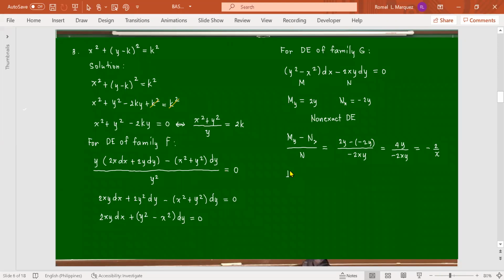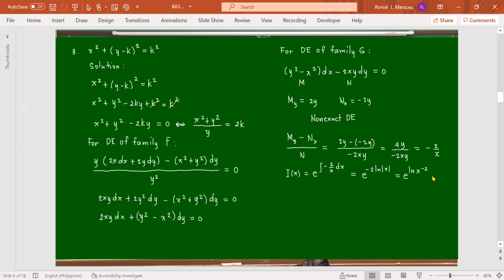So to get the integrating factor, we have e to the integral of negative 2 over x dx, and that is equal to e to the negative 2 ln of the absolute value of x, and that is equal to e to the ln of the absolute value of x to the negative 2, but that is even, therefore simply x to the negative 2.